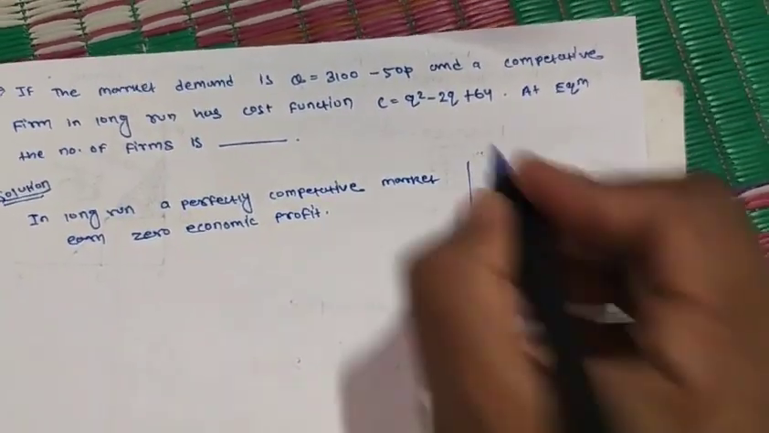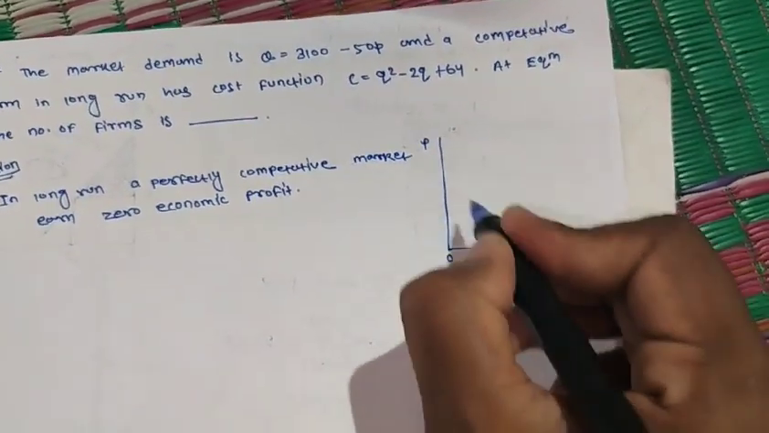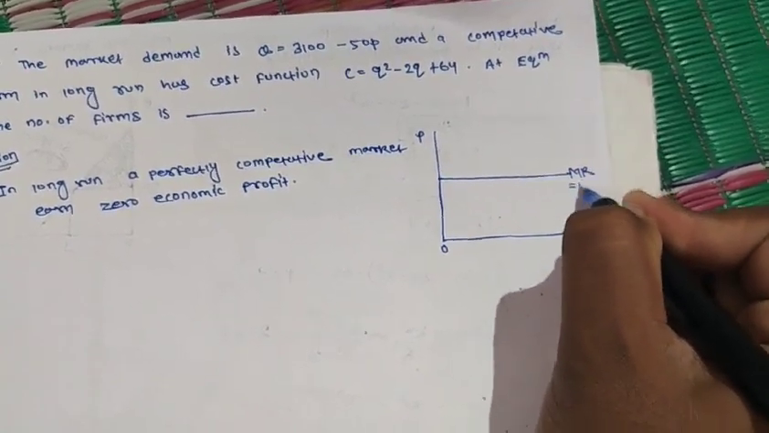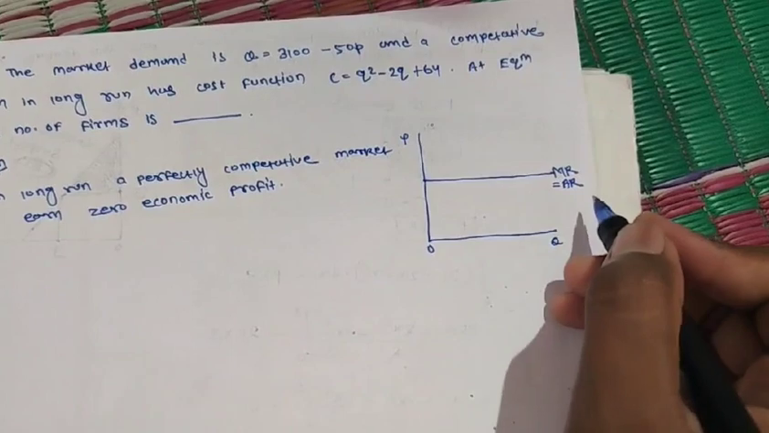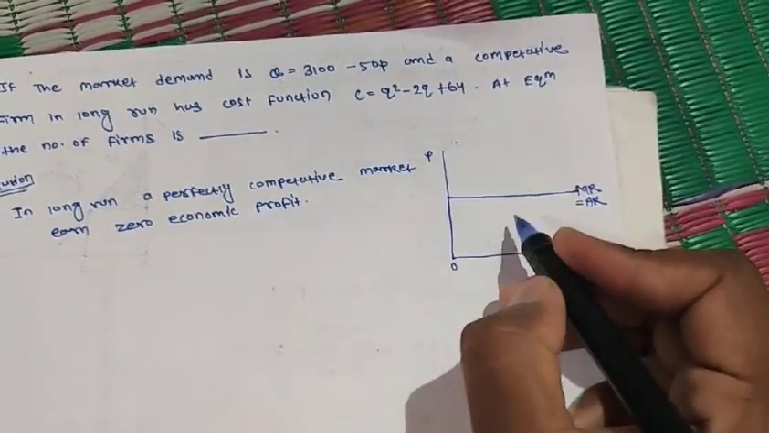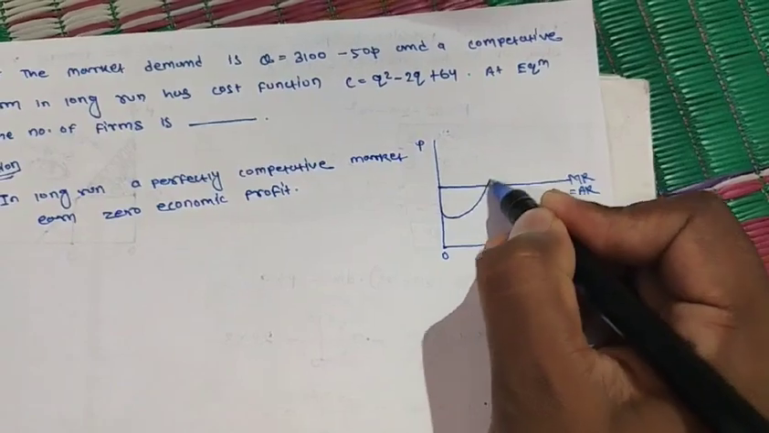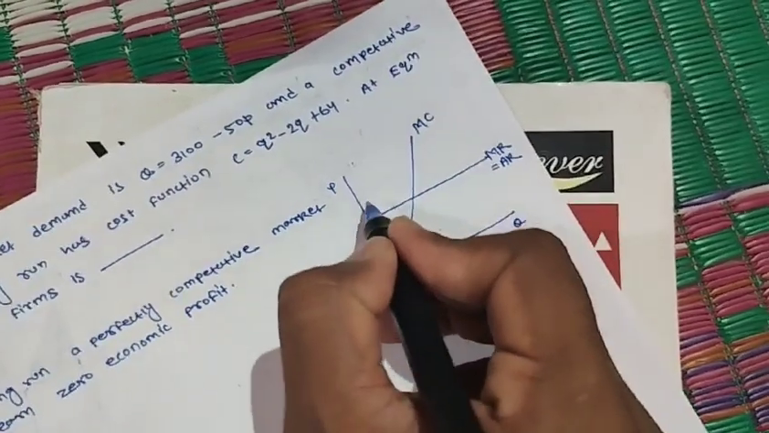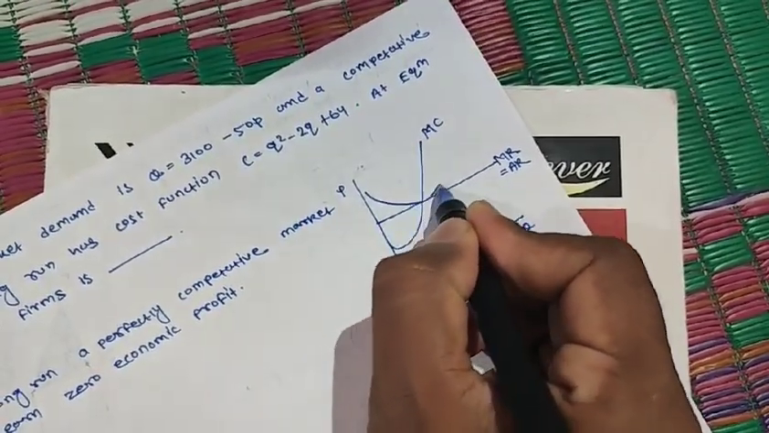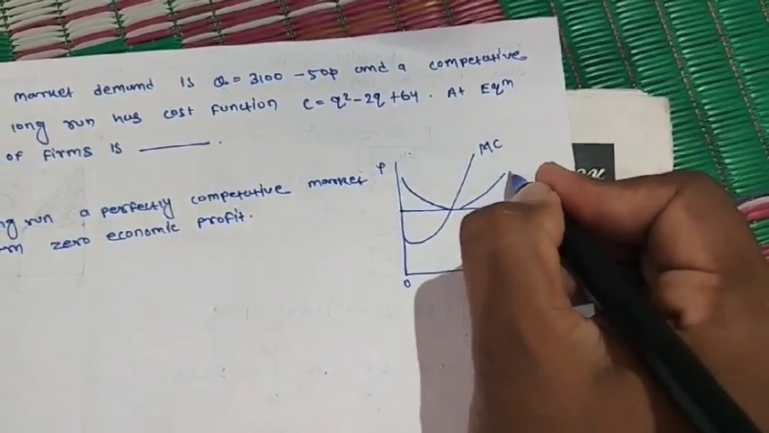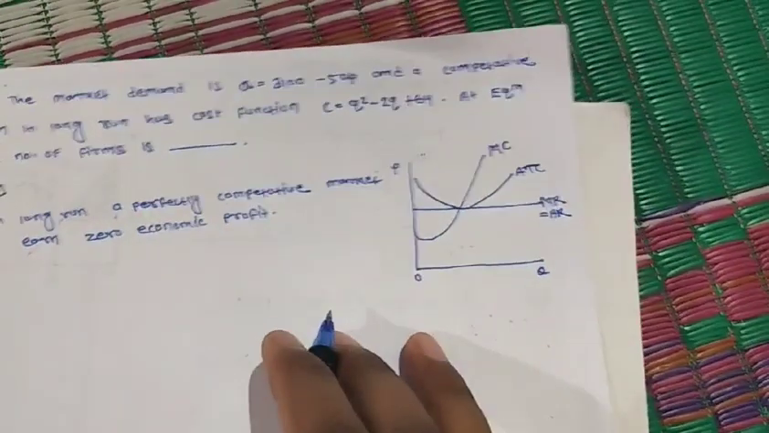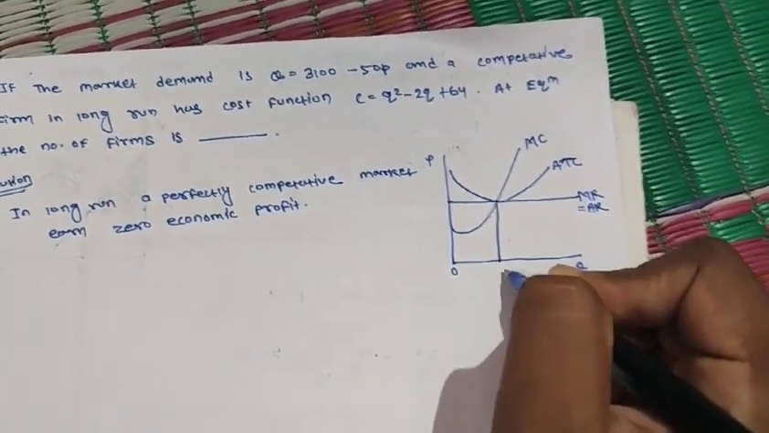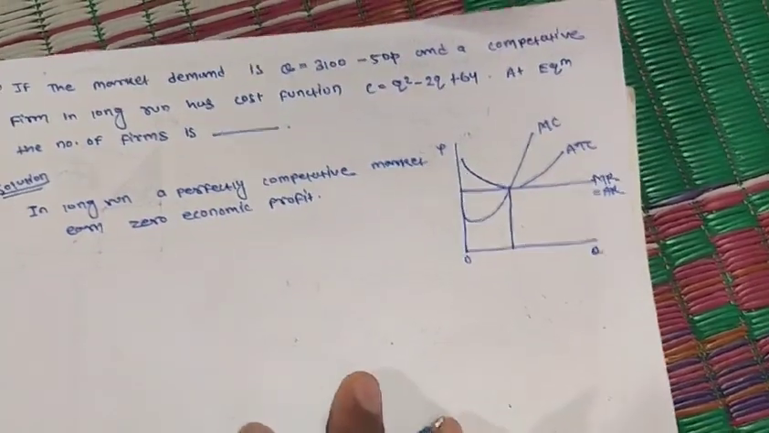This is output, this is price. So this is the marginal revenue curve equal to the average revenue curve. We know that in perfect competition, marginal revenue equals average revenue. Here this is the marginal cost curve, and we draw the average total cost curve. Now this is the equilibrium point. Now we have to find the quantity and the price.